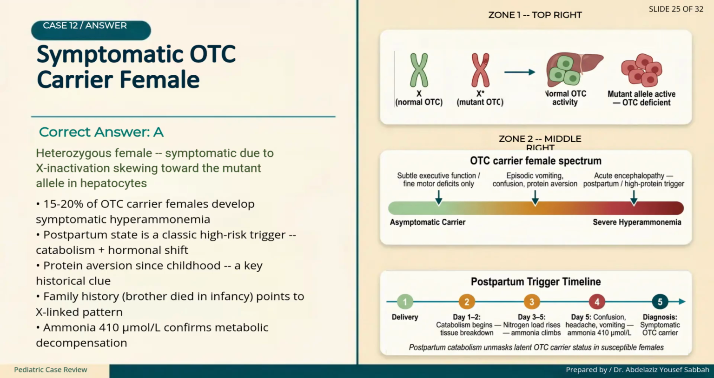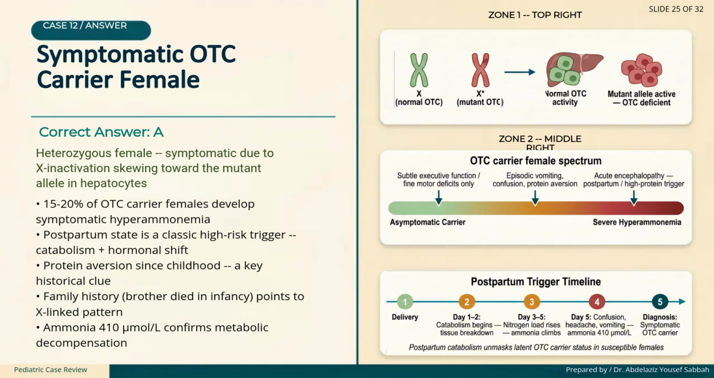The answer is A, a symptomatic OTC carrier, a heterozygous female, symptomatic because of X inactivation skewing toward the mutant allele in her hepatocytes. 15 to 20% of carrier females develop hyperammonemia. The postpartum state is a classic high-risk trigger, catabolism plus the hormonal shift. Lifelong meat aversion is a key historical clue, the body protecting itself from a protein load. The brother's infant death points to an X-linked pattern, and ammonia 410 confirms metabolic decompensation.